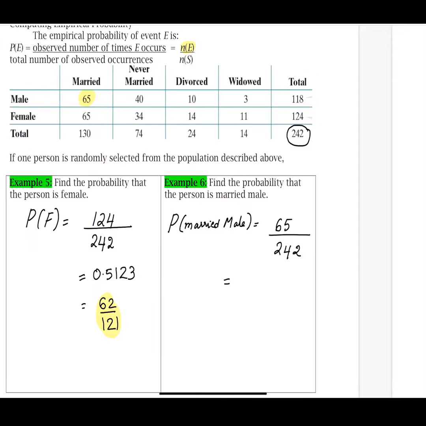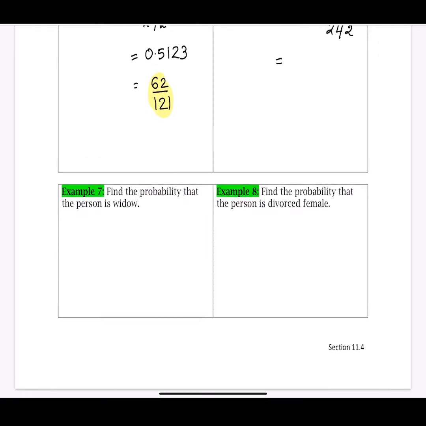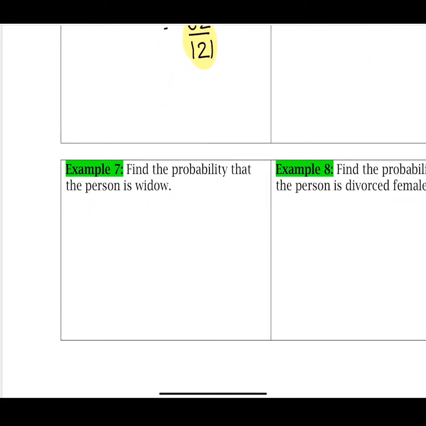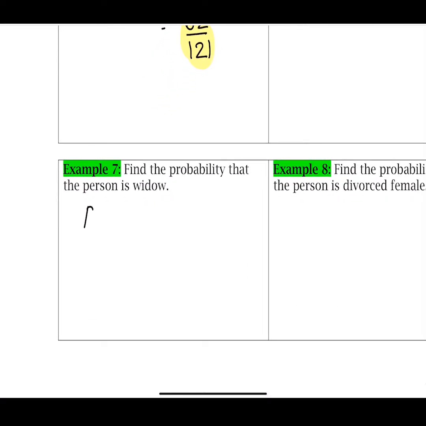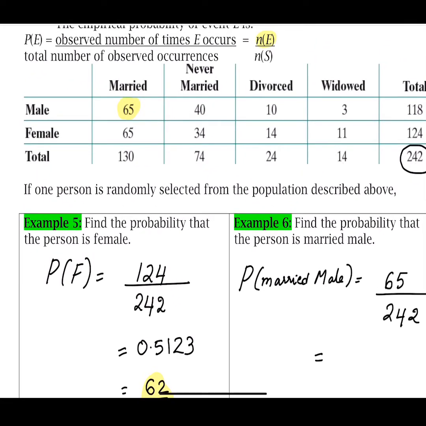Okay, so let's go ahead and look at the next one here. Find the probability that the person is a widow. So probability the person is a widow. Again, you know my sample space, I have 242. Let's go ahead and see how many widowed people do I have here. Scrolling up. Total number of widowed. They did not ask me for male or female. They said just widow. How many do I have? 14 of them are widowed.